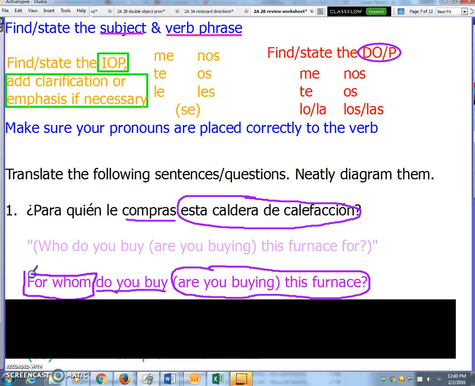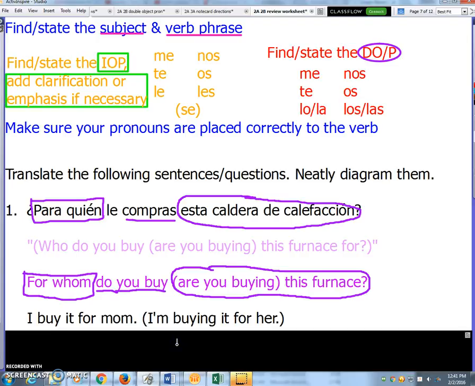Now some of you might be saying, Profe, I don't think the grammar of this question is 100% correct the way we've been talking about it in class. And you would be correct. However, it is enough information for us to understand what it is asking. So if you had to say, I buy it for mom, or I'm buying it for mom, it's just not right now.